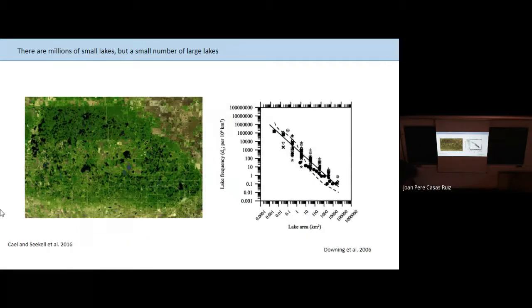Also the size distribution of lakes, okay? So most of them are very small. There are millions of small lakes, but only a few that are large, right? This figure is from Downing et al., and it shows the frequency of different lake classes, okay? You can see that the ones that dominate are clearly the smallest ones, and then there's a tendency to go down as we increase the size of the lake.